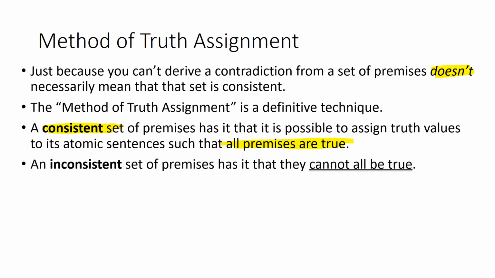But on the other hand, an inconsistent set of premises has it that they cannot all be true. That is, they're not logically compatible with each other. You can then get contradictions out of those premises. So if you can show there's no way in the world that you can get all those premises to be true, you have a bad set of premises. There's no question. So it's a garbage set of premises, and you can get garbage conclusions from that garbage set.